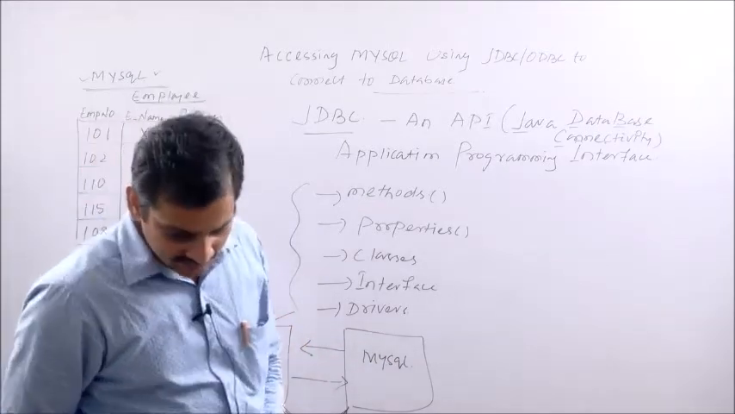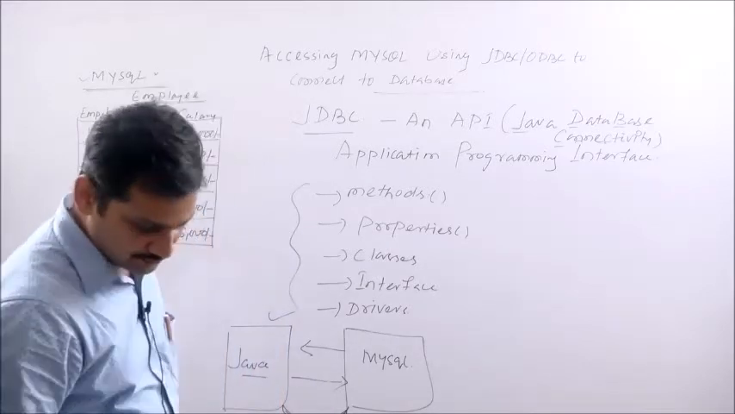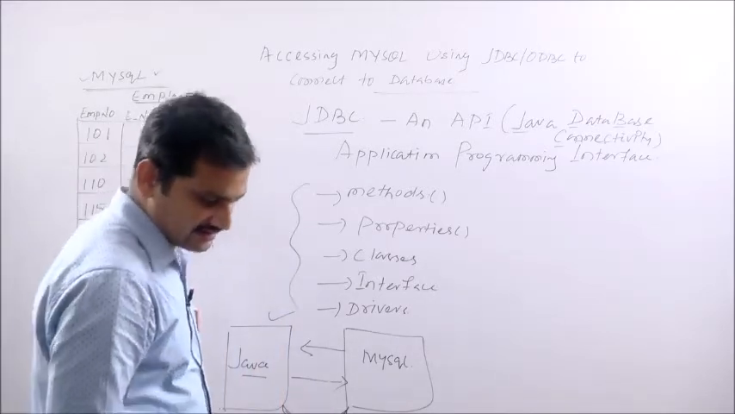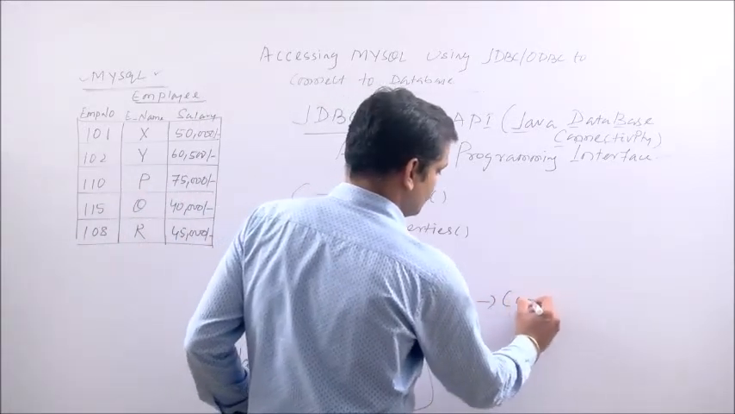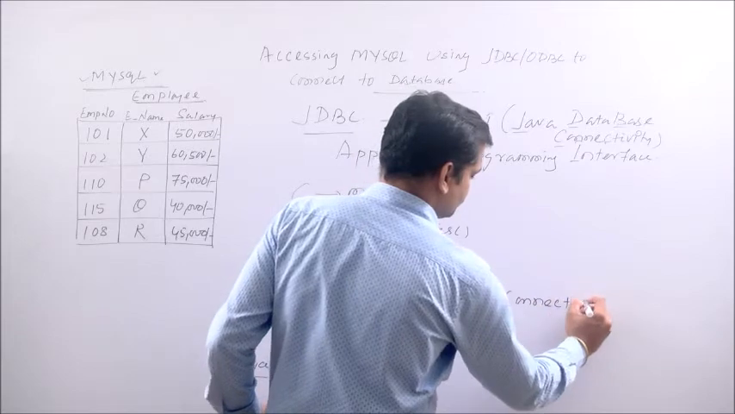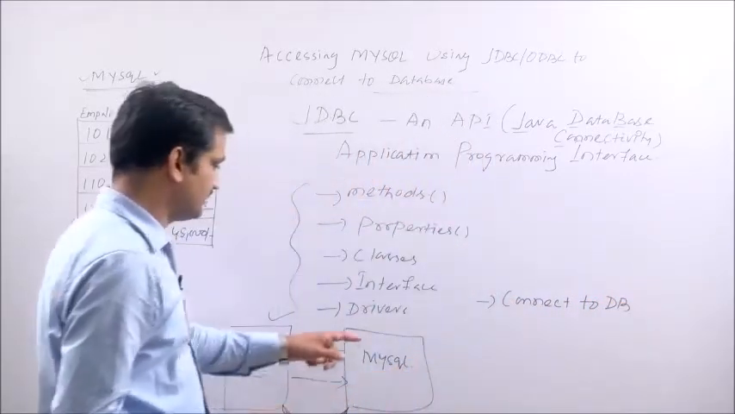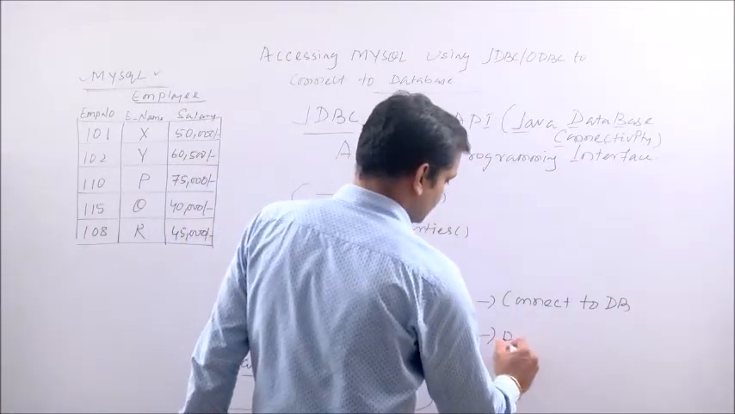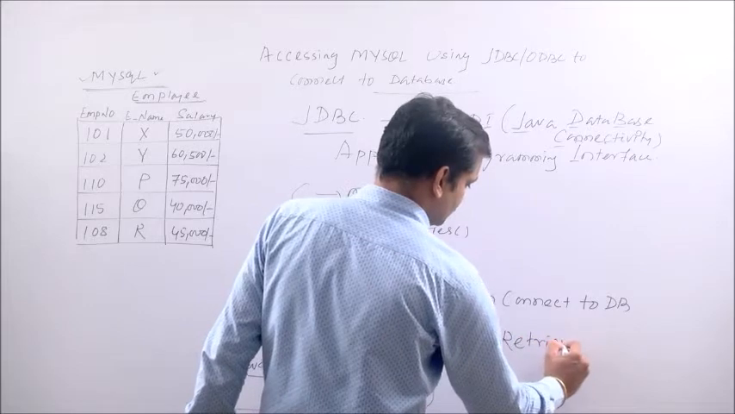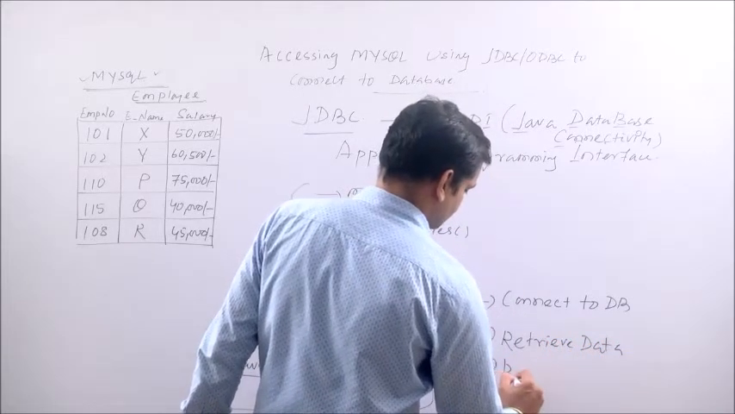Okay. Now, basically we write Java programs to connect to the database, retrieve data, and perform various operations. Before you use the data, you have to connect to the database, retrieve data, and after retrieving data, you need to perform various operations.